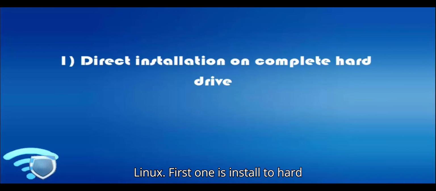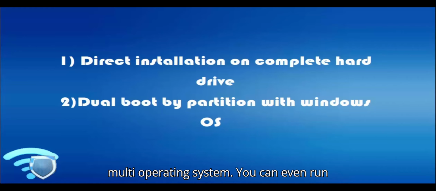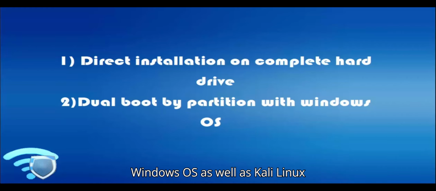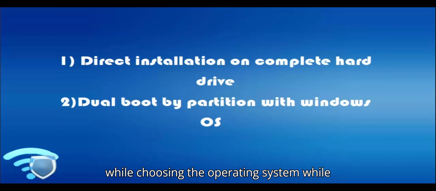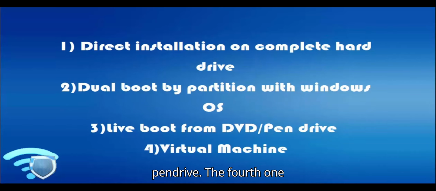There are 4 ways to install Kali Linux. First one is install to hard drive, that is complete hard drive. The second one is installation by partition on hard drive, that is multi-operating system. You can even run Windows OS as well as Kali Linux while choosing the operating system while booting. Third one is make it bootable by DVD or a pen drive. The fourth and last one is running on virtual machine such as VirtualBox or VMware. We will see all these 4 methods step by step in depth.